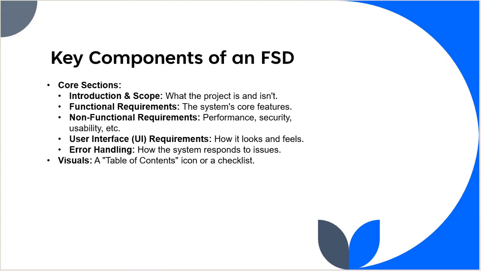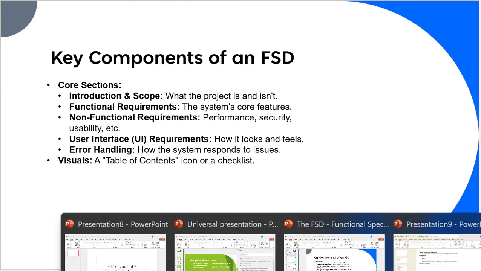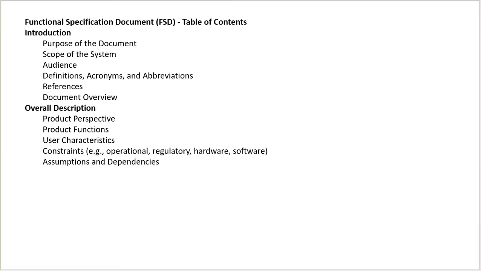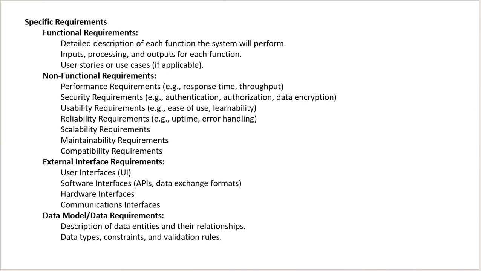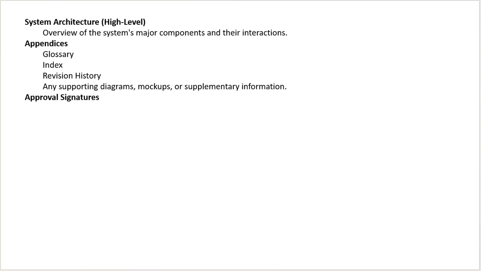Let's discuss what the typical table of contents of an FSD document looks like. Listing down the table of contents: there is an introduction, an overall description, and specific requirements like functional requirements, non-functional requirements, external interface requirements, data model and data requirements, and then the system architecture and appendices, which include a glossary, index, revision history, or the approval sign-off.